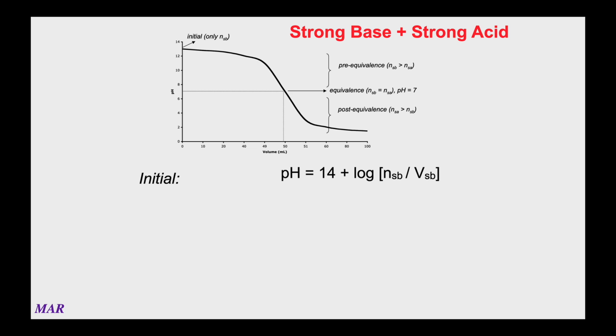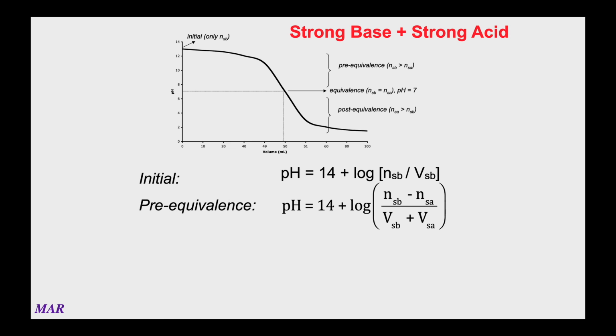Initially, it's a pH of a strong base, so 14 plus log concentration of base, or if you want to write it in moles and volume, 14 plus log NSB divided by VSB. Now on this problem, NSB and VSB are not going to change. We're adding a strong acid, so NSA and VSA will change, but NSB and VSB will be constant. In the pre-equivalence region, you still have the strong base dominate, but you do have a little less kick because the strong acid has removed some of the strong base.